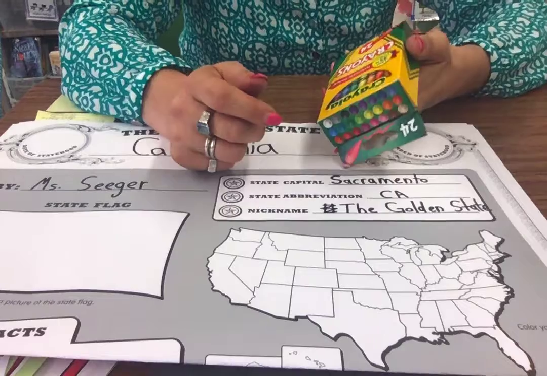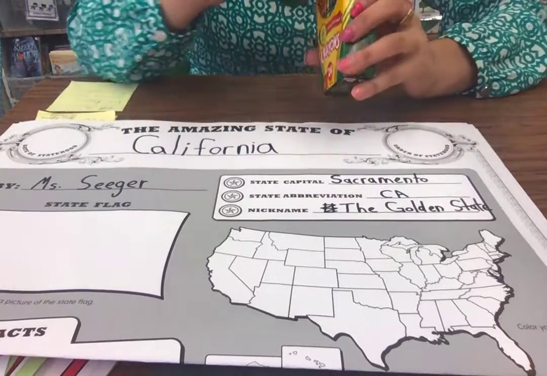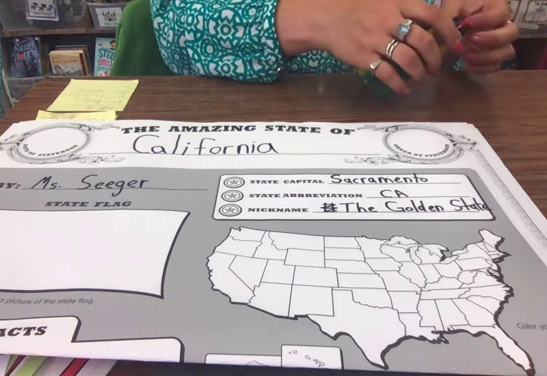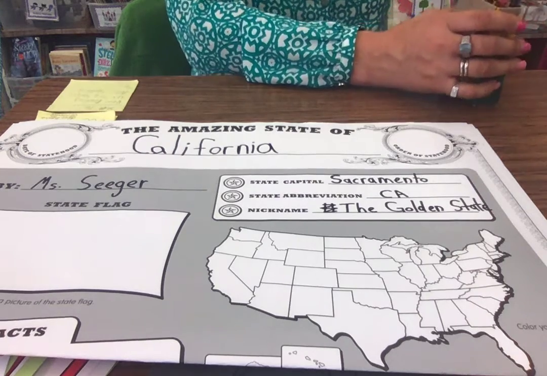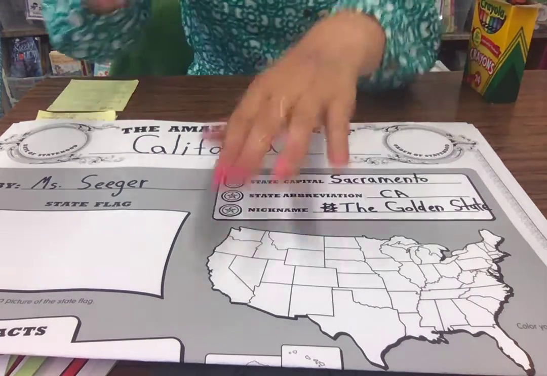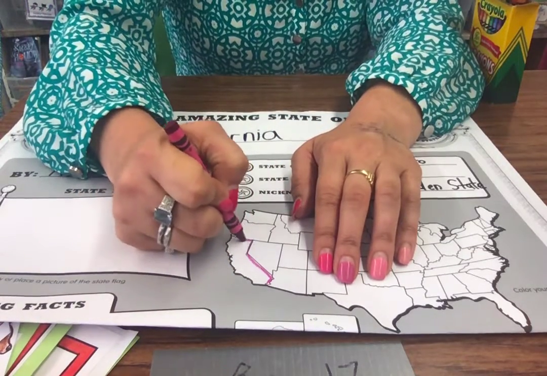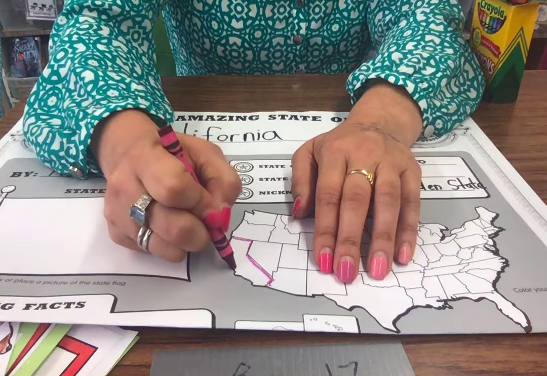Now, I'm going to take any color from in here. It does not matter. You know, Mrs. Seeger is a huge fan of pink, so of course I'm going to choose pink. But you can choose any color that you want. And we're going to color in California.